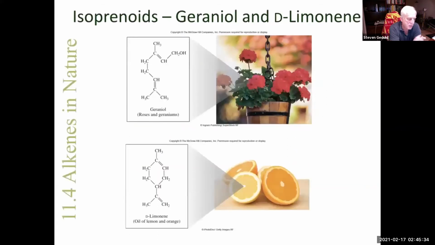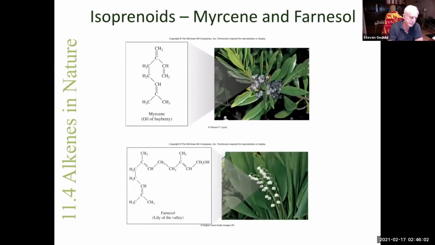Okay. Isoprenoids. Geraniol and D-limonene are some smells. Roses and geraniums. This is the compound. Again, you're looking at 2 double bonds in the compound, so those are alkenes. That's geranyl, and that gives you the rose smell. D-limonene smells like oil of lemons and oranges, and yet you see multiple double bonds. These are naturally occurring compounds.